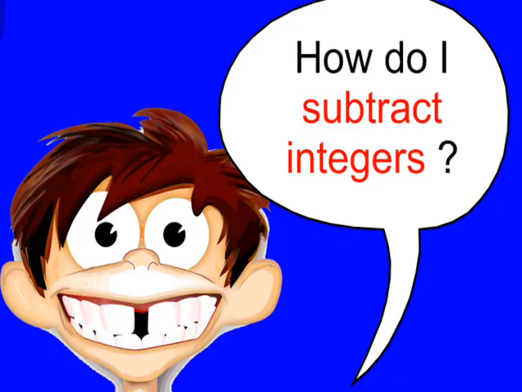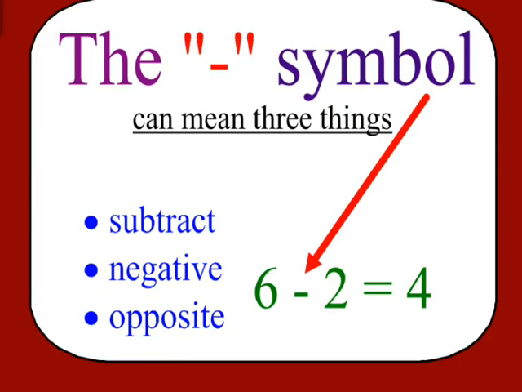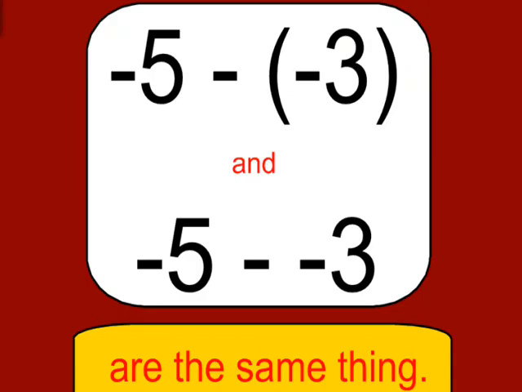Okay, well, how do I subtract integers? Before we begin, let's take a look at the subtraction symbol, because it can mean three different things. It can mean to subtract, it can be a negative sign, and it can also mean the opposite of, and that's going to be really important in this video. Here's a couple of different ways I could show -5 minus a -3. Sometimes you'll see the -3 in parentheses. It's not really necessary. This is exactly the same thing, -5 minus -3.